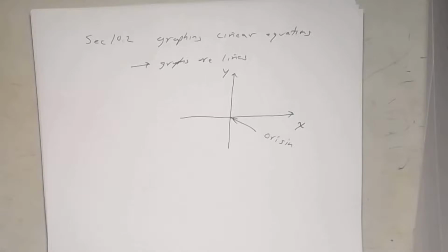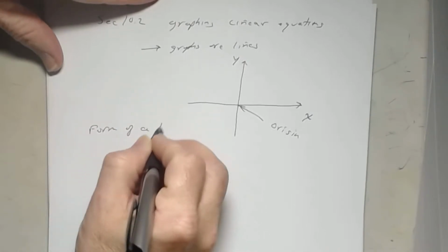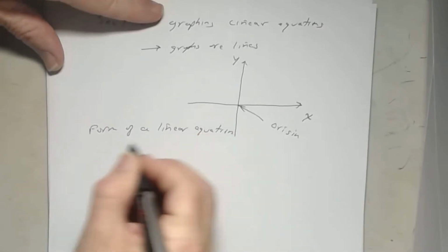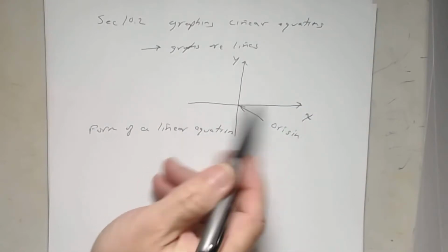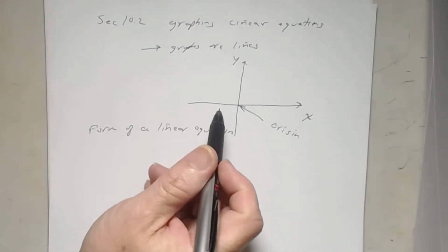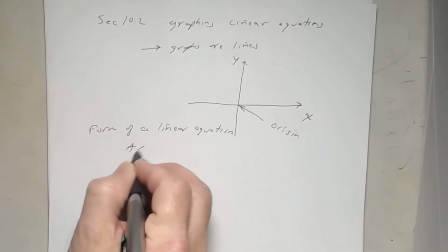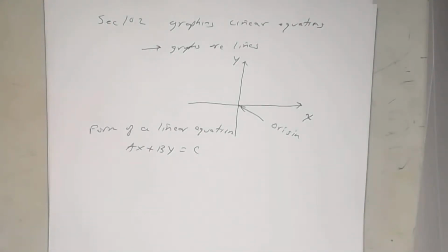All right, and the form of a linear equation looks like this. Since the horizontal axis is x and the vertical axis is y, you're basically going to look at two variables. So I'll have this form. I'll have the form ax plus by equal c. That's the form it's going to have. So all these linear equations, you can always write it into that form.